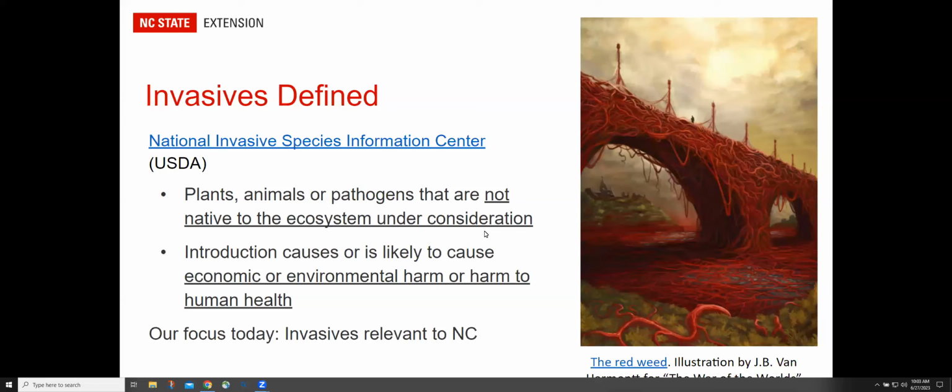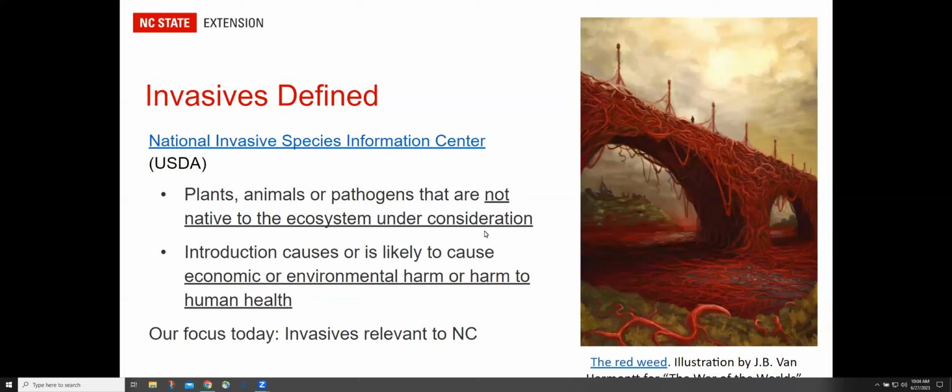So talking about invasives, we had some email discussion back and forth between Caroline, Mike, Matt, and myself in preparation for today's webinar about the definition of invasives. They're generally all alike, but there's a lot of different definitions out there. So we are using the National Invasive Species Information Center's definition, which is from USDA. That invasives are plants, animals, or pathogens that are not native to the ecosystem under consideration.